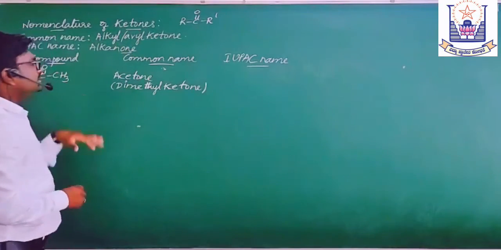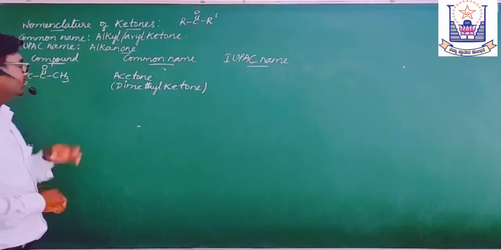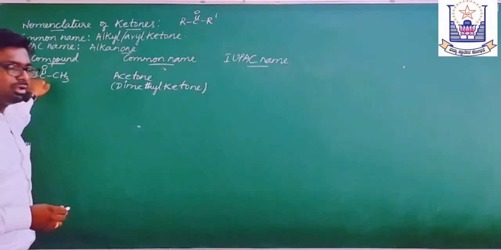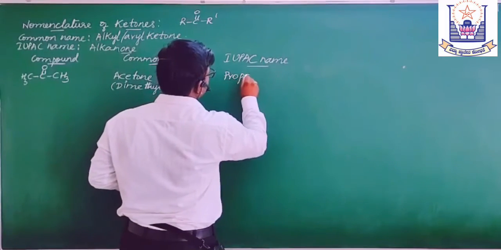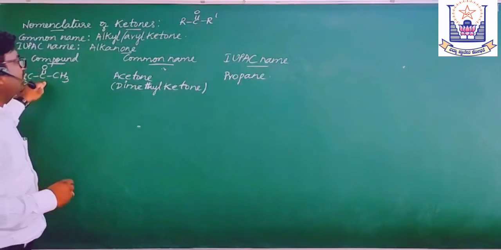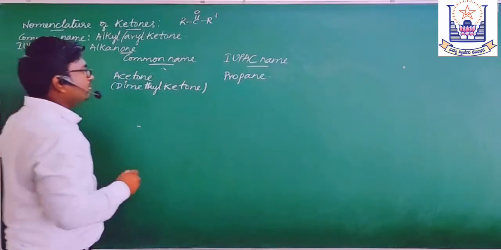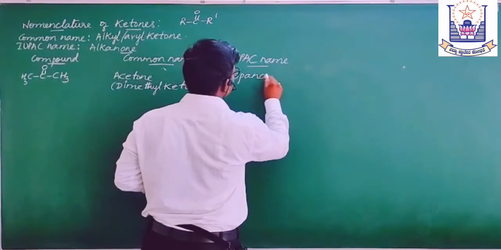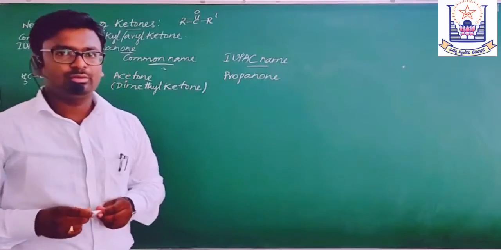What is the IUPAC name of this compound? How many carbon atoms are there? 3, therefore it is prop-. For the hydrocarbon we call it propane. Here we have a functional group, that is ketone. For ketone, what is the suffix? "One". So you should replace the E with "one", and it will become propanone.